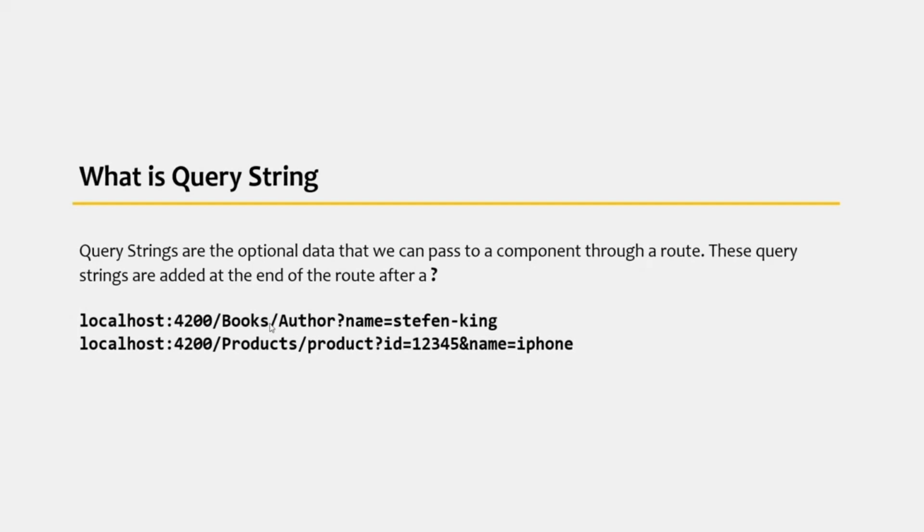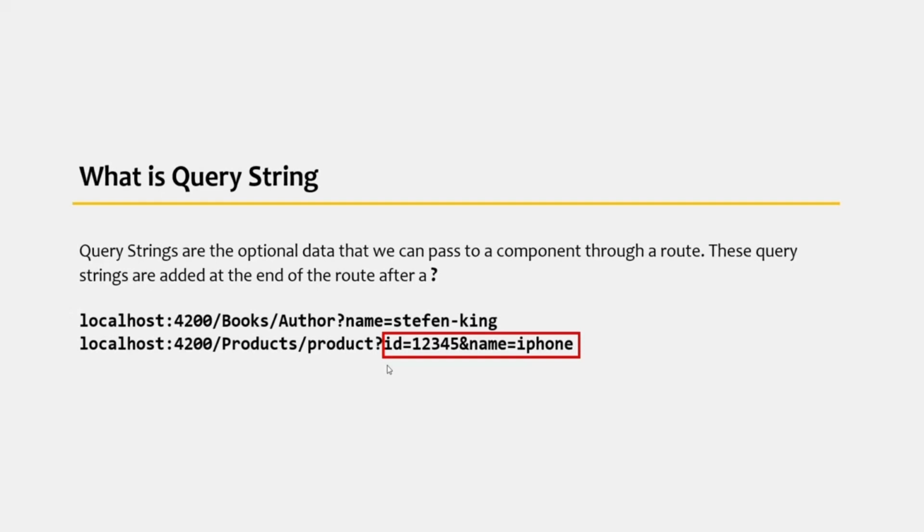For example, in this first URL, we have the root URL /book/author. After that, we have a question mark, and after the question mark, we are specifying a query string. In this case, the key for the query string is name and the value is Stephen King. In the same way, we have another URL, root URL /product/product. After that, we are using a question mark, and after that question mark, we are specifying two query strings: the ID query string with the value 12345 and the name query string with the value iPhone.